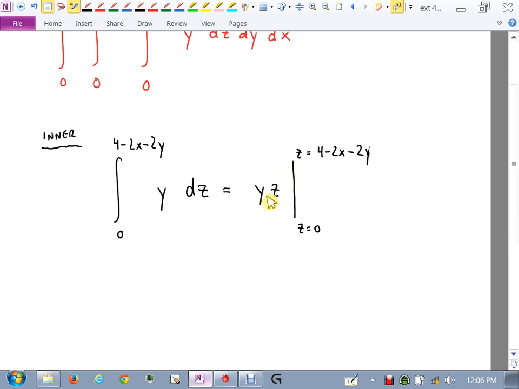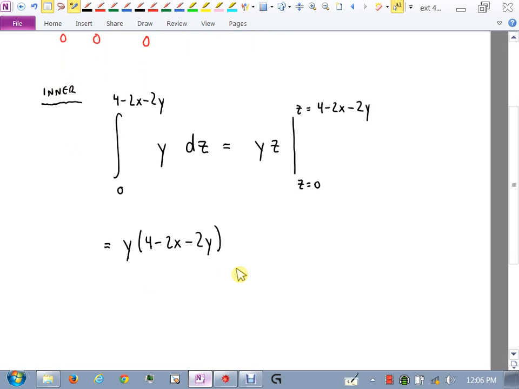So first plug in this one, and then subtract what you get when you plug in that one. And so you should just get y times 4 minus 2x minus 2y, and then minus nothing. When you plug in 0, it's 0. So, got that? I would probably distribute that y through. And that would be the integrand of my next integral, which would be the middle one.